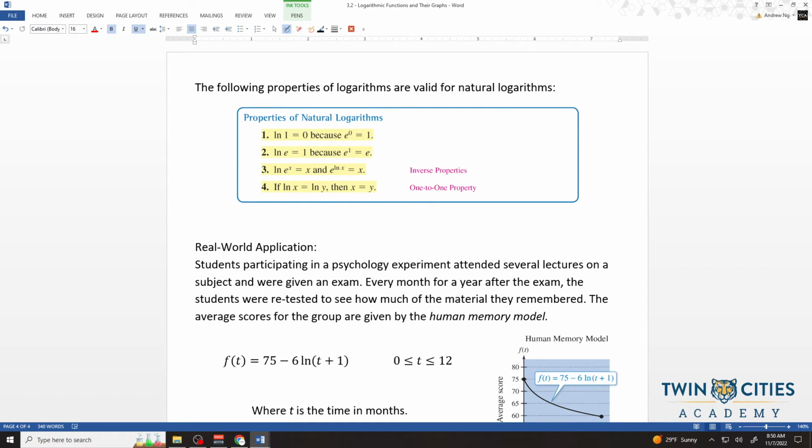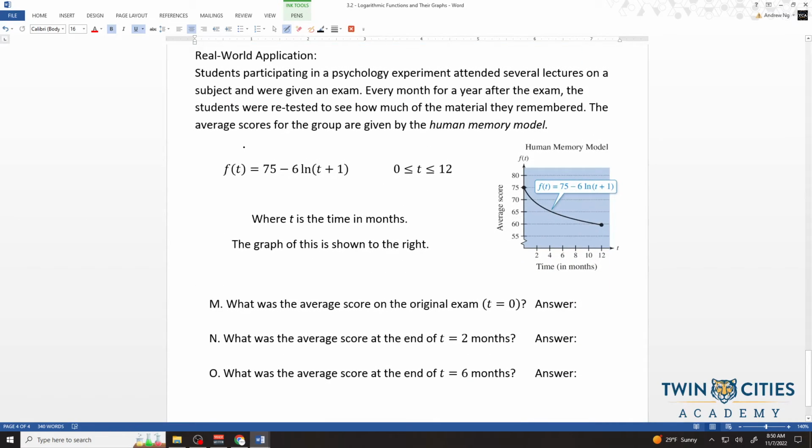So let's get a real-world application to finish off this lesson. Students participating in a psychology experiment attended several lectures on a subject and were given an exam. So much like you, these students were taking a class, they learned some things, and then at the end of the unit, they took an exam, they took a test. And in this case, though, every month for a year after the exam, the students were retested to see how much of the material they remembered.